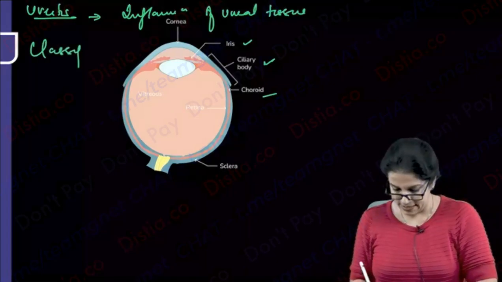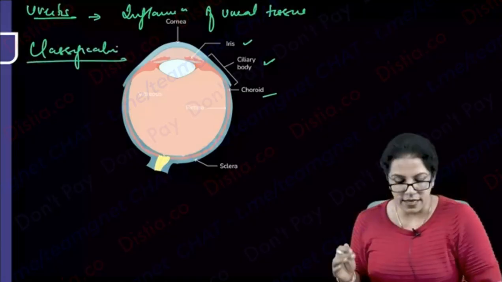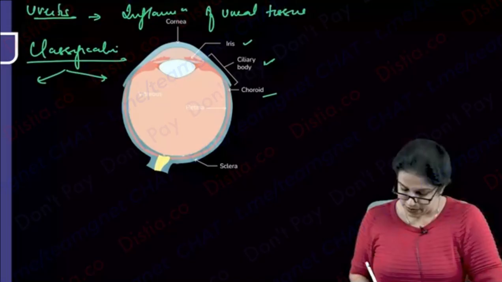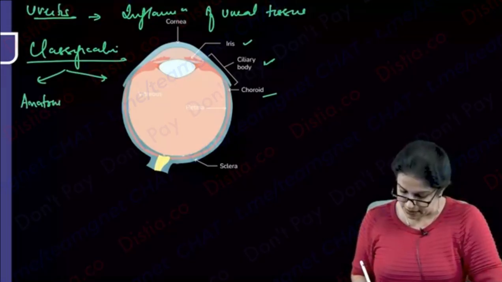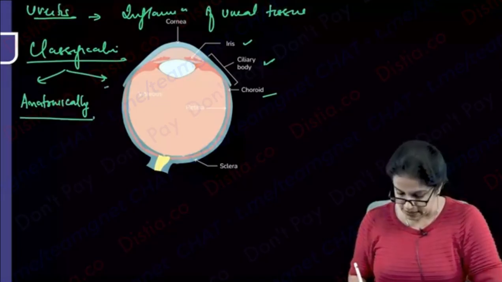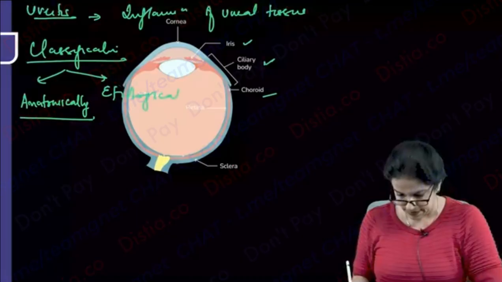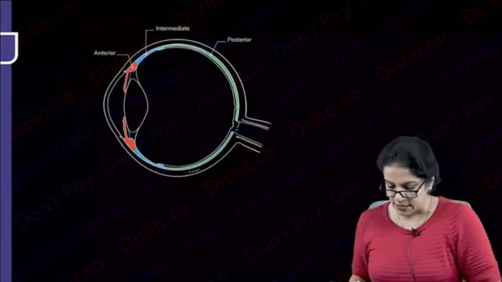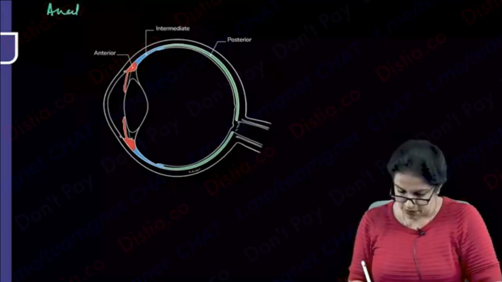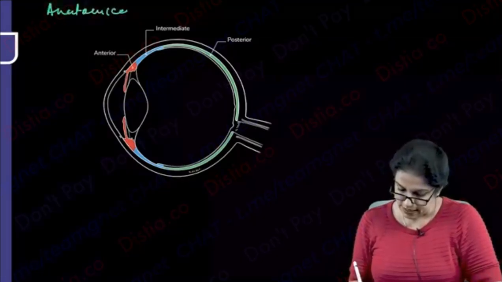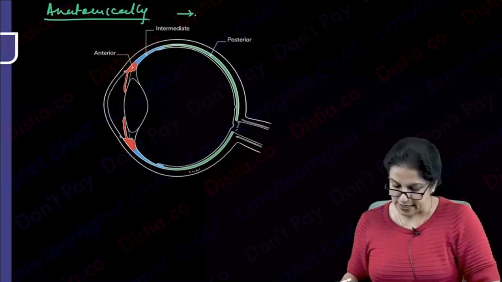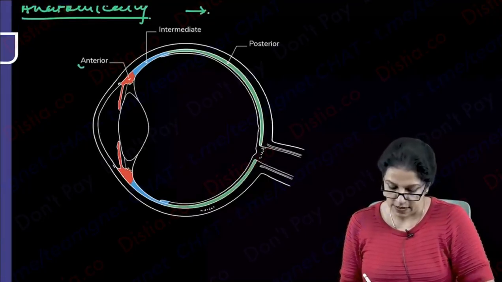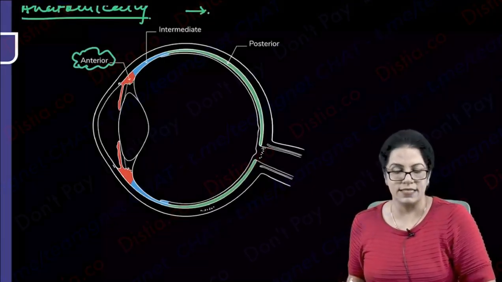Classification. So we can classify uveitis either, I'm writing here but I won't expect you to write on a copy there. You can classify it anatomically or we can classify it etiologically. Now, come to anatomical classification. If you look at this one, anatomically, we can classify uveitis as, so this one is anterior, right? That is iris and pars plicata. This is your anterior uveitis.